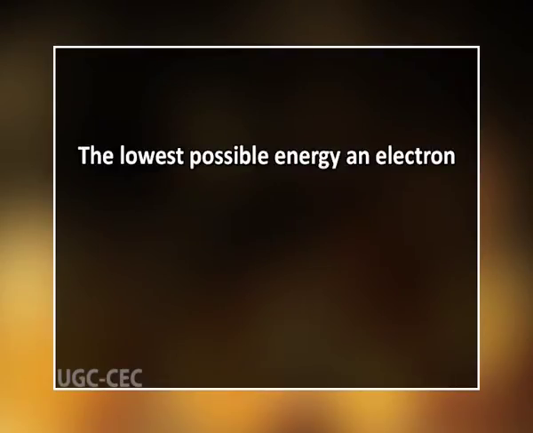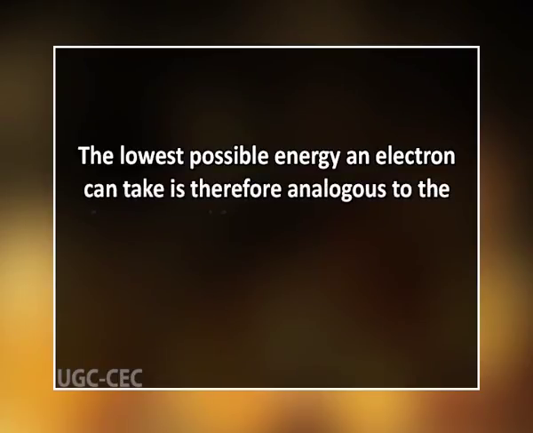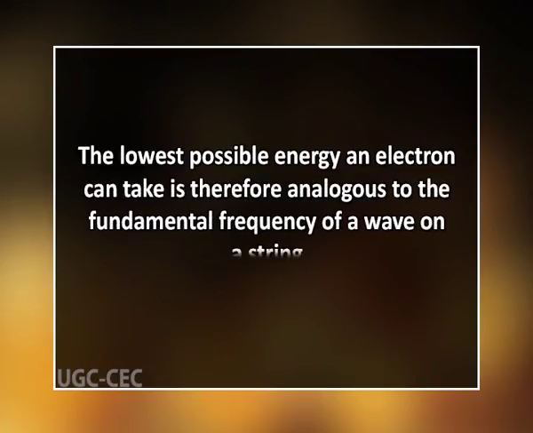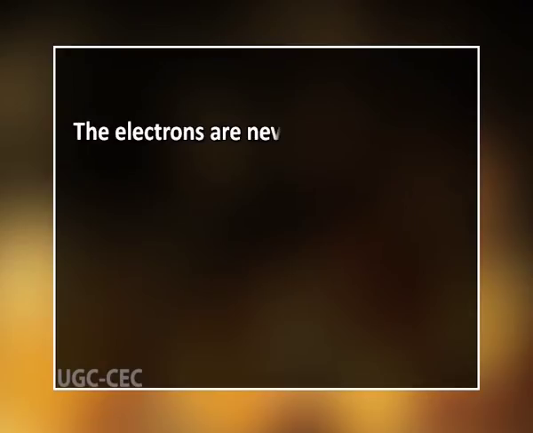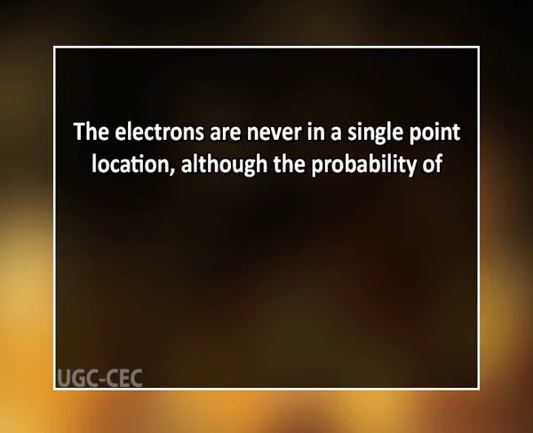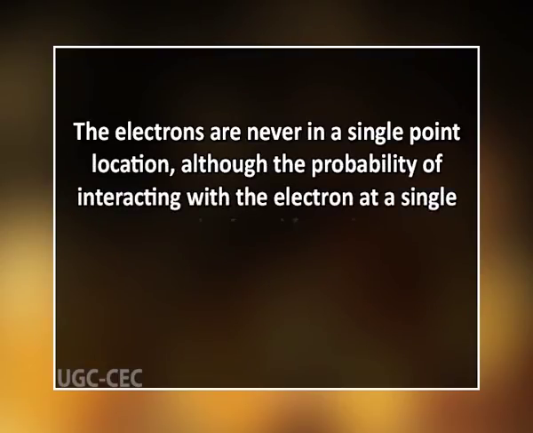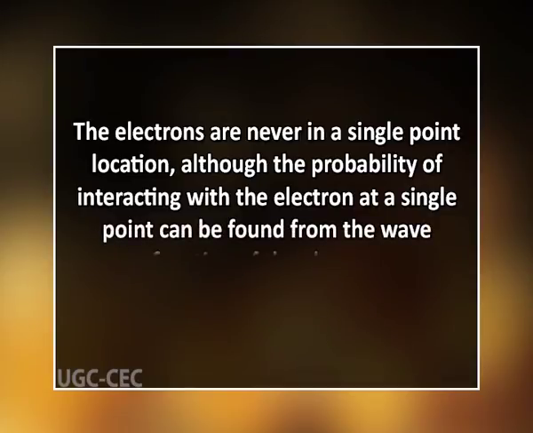The lowest possible energy an electron can take is therefore analogous to the fundamental frequency of a wave on a string. Higher energy states are then similar to harmonics of the fundamental frequency. Second, the electrons are never in a single point location, although the probability of interacting with the electron at a single point can be found from the wave function of the electron.